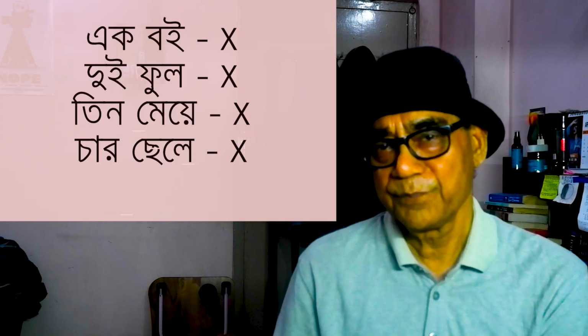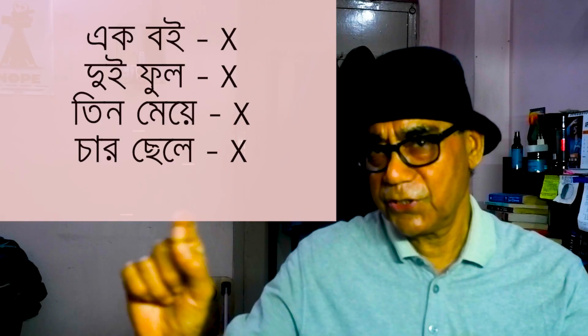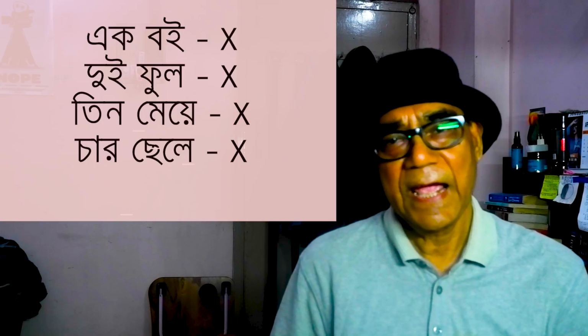In English, you can easily say one book, two boys, three girls, four flowers. But in Bengali language, this is not possible. You cannot say ek boi, dui phul, teen me, char chele. You cannot say like this. You have to use this ta, te, ti, to, tu. That means you have to say ekta chele, ekta boi, duto me, tinte phul.